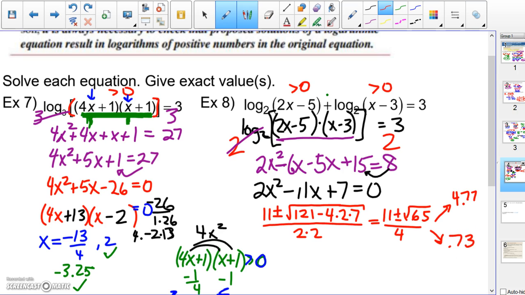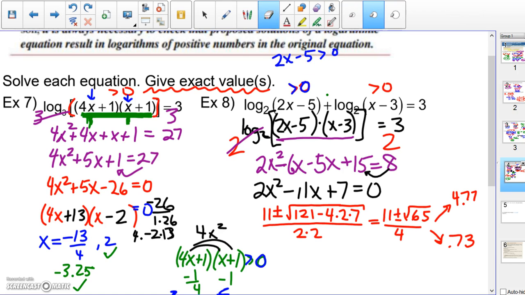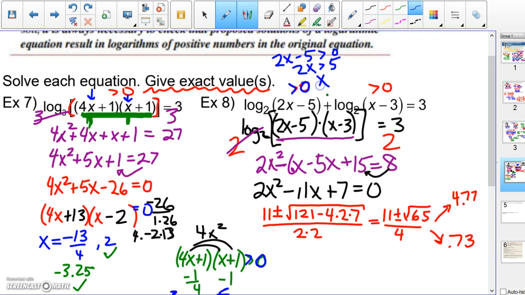Now we don't want those decimal answers because it said back in the directions to give exact values. But I think that's going to help me to know if my answers actually work or not. Remember, we have to go back and check the domain, and we have to say, well, 2x minus 5 is greater than 0. So if 2x minus 5 is greater than 0, add the 5 over, 2x is greater than 5, divide by 2, that means x has to be greater than 2.5. So we can already see right now that 0.73 isn't going to work.